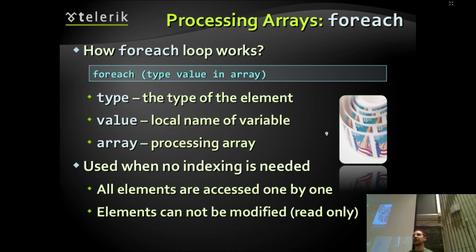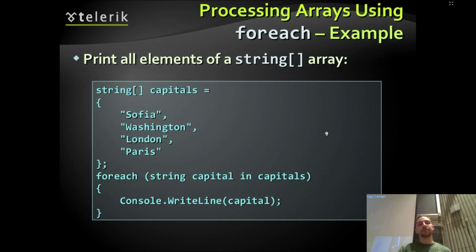The only downside here is you can't actually change the elements. So it's read-only access. If you try to modify the array while iterating over it, bad things happen. But the foreach is a great shorthand. It's a great way of dealing with accessing every element in an array.